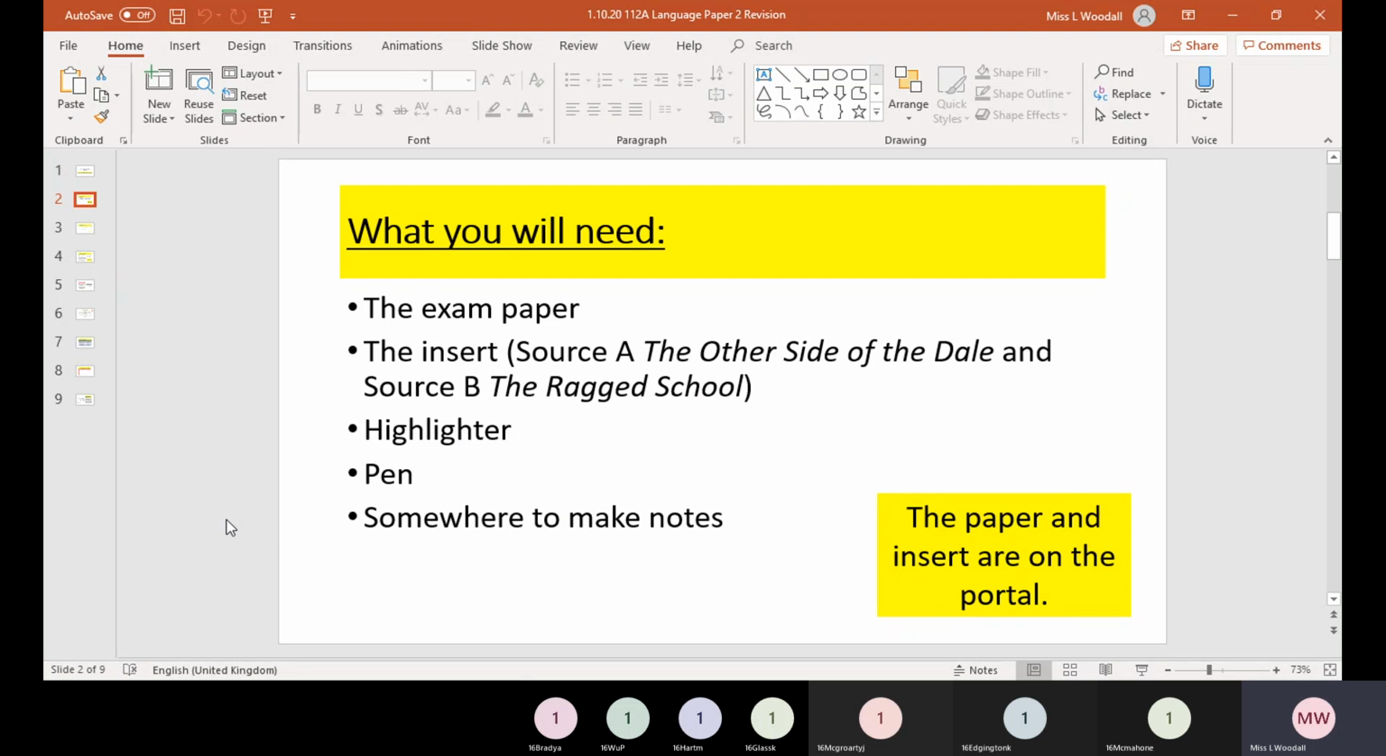So can you please make sure that you have access to all of the things here? You need the exam paper, and the insert, which should have source A, the other side of the Dale, and source B, the ragged school. You will need a highlighter, preferably, if you've got it in front of you. Obviously, if you haven't got the paper in front of you and you couldn't print it, that's not a problem. But maybe just have some paper where you can be making notes based on what you read.